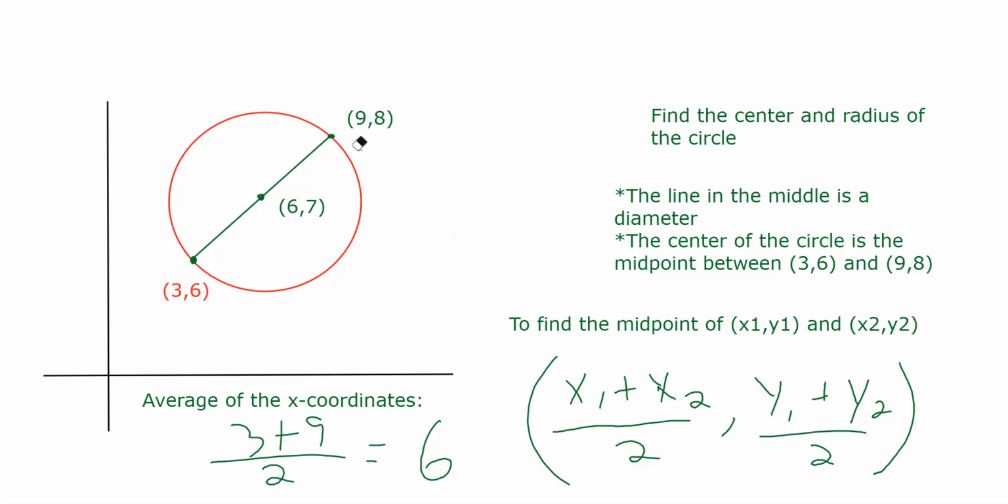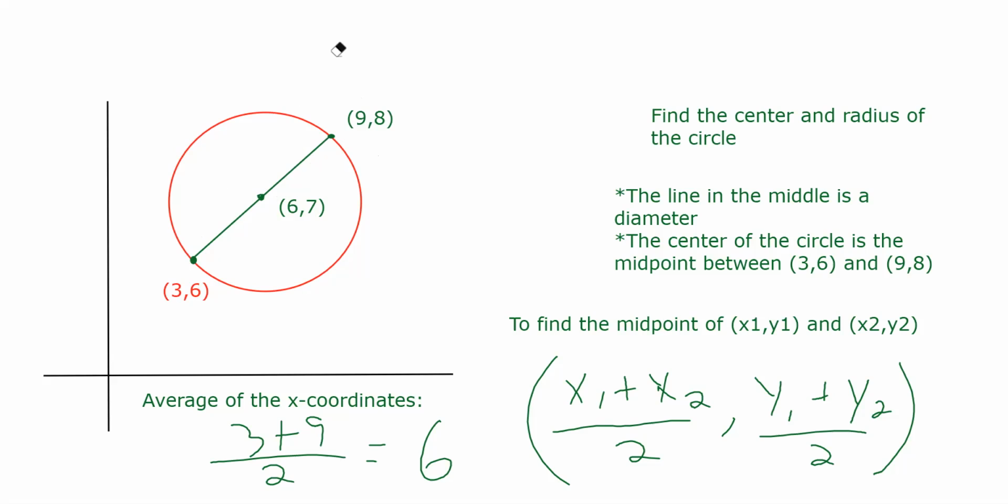But the other thing we need is the radius of this circle. Let's think in geometric terms. We have these 2 points, 3, 6, and 9, 8. We know that if we draw the line between them, it creates a perfect diameter of this circle. Well, the radius is just half the diameter. The diameter is the entire line, but the radius is just from the center to any point on the circle.